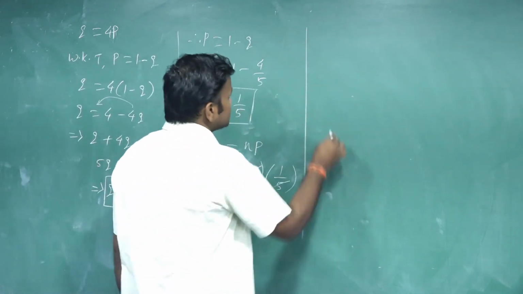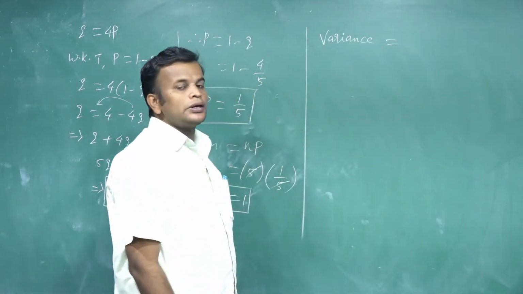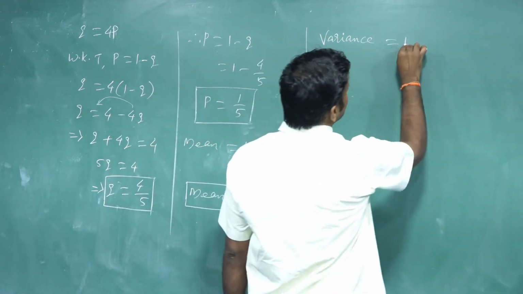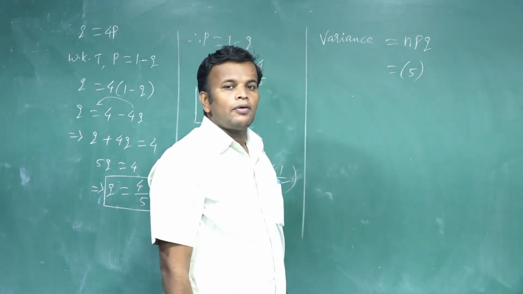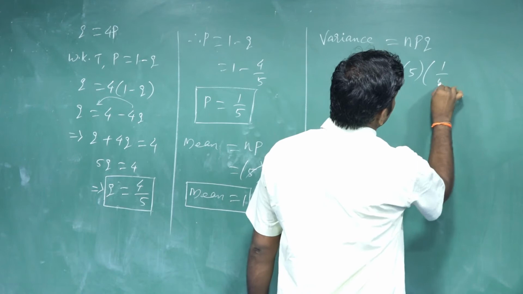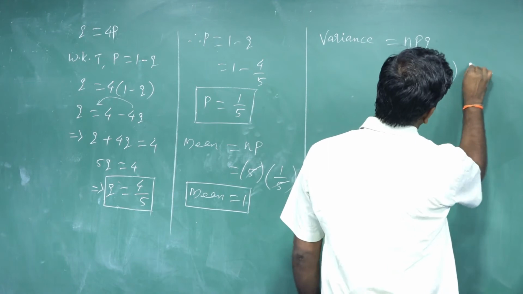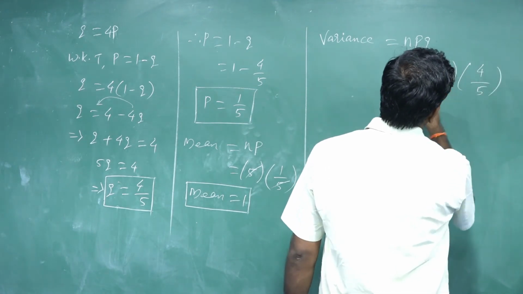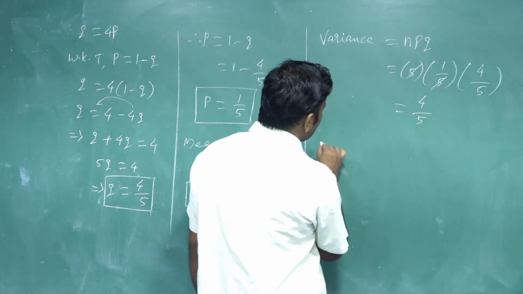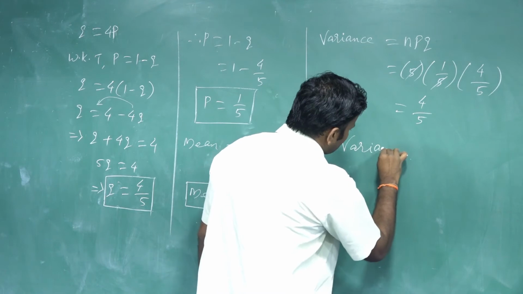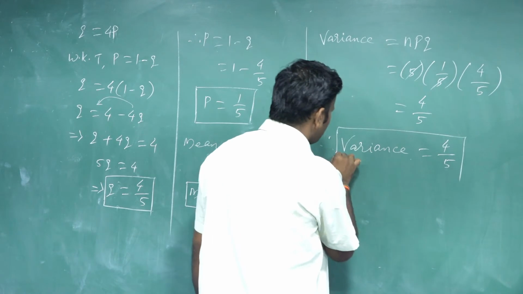Next, to find the variance. The formula to calculate variance is NPQ. The value of n is 5, the value of P is 1 by 5, and the value of Q is 4 by 5. Here also the 5s are cancelled. What is remaining? It is 4 by 5. Therefore, the value of the variance is 4 by 5.